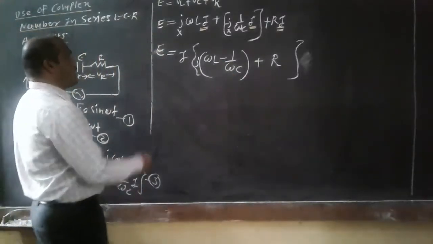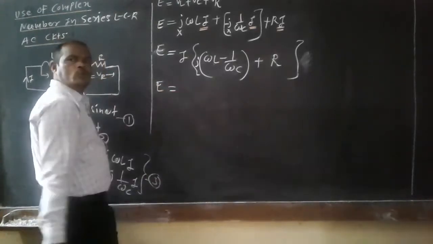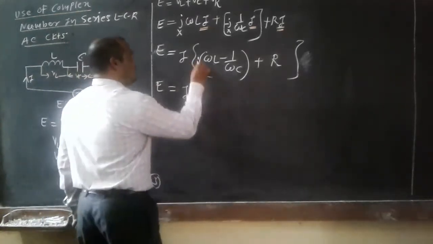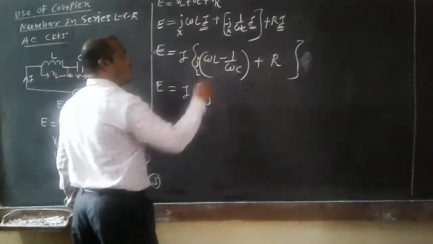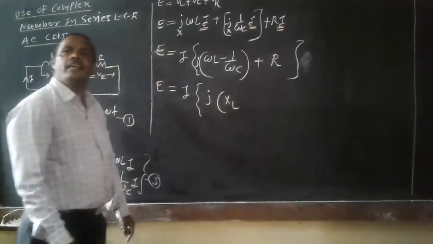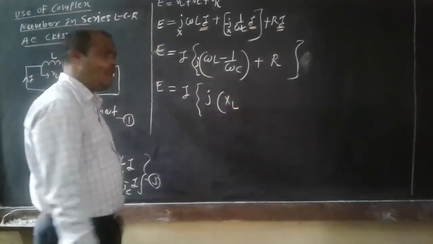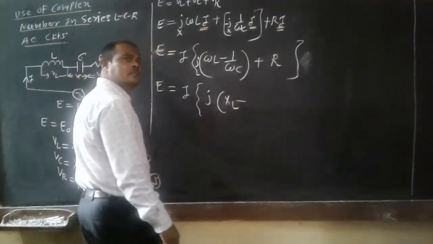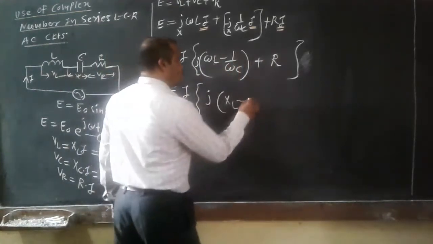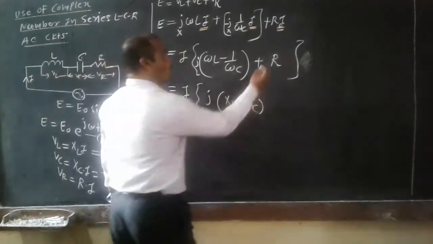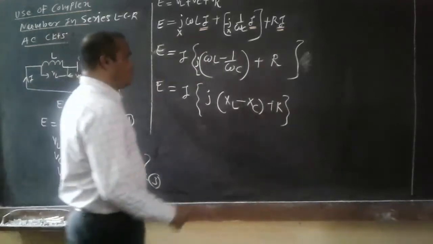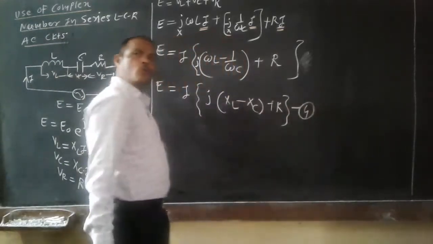Then we can write this equation as E is equal to I, inside the curly bracket, j as it is, omega L, which can be written as XL, the inductive reactance, XL equal to omega L, and the capacitive reactance XC, that is 1 upon omega C, plus R as it is. Say this is equation 4.